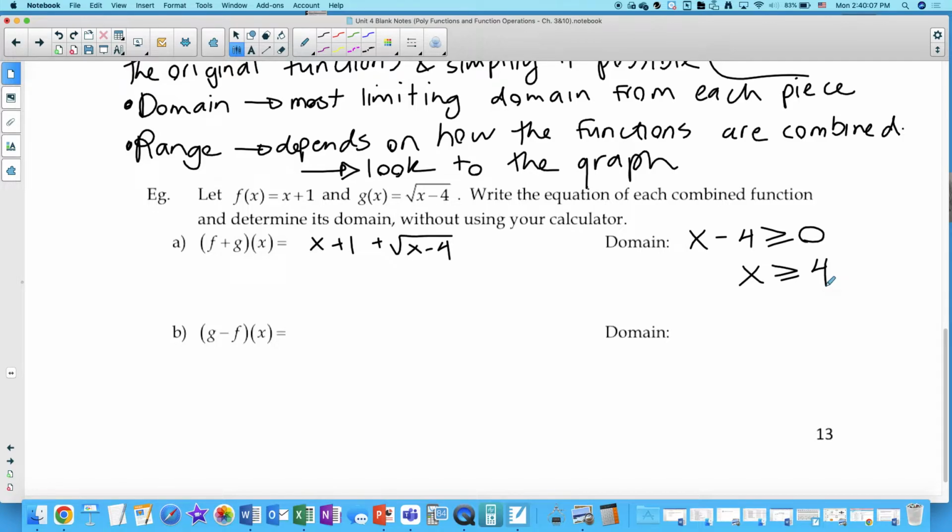Okay, so the function is only defined where the more limited part is defined. And with this one, it's going to be the same sort of idea if we're subtracting functions. Just make sure with subtraction that you put the second one in brackets, so that you subtract all parts of it.